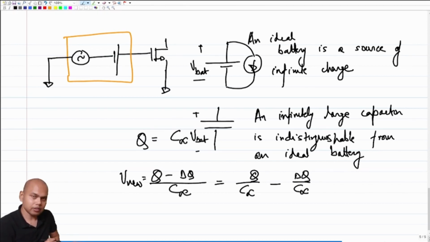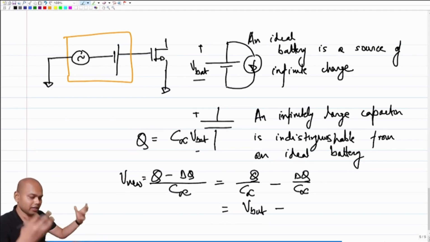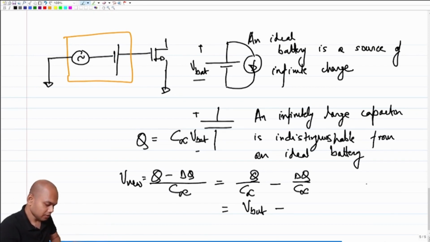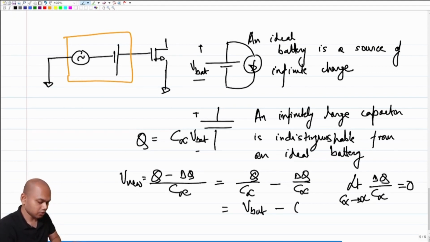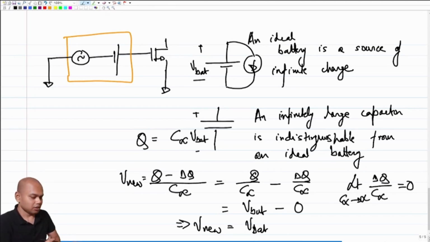What is Q by C infinity? Q by C infinity was V bat, minus delta Q by C infinity. What is delta Q by C infinity under the assumption that C infinity is infinitely large? The limiting value of delta Q by C infinity as C infinity tends to infinity is 0. So this goes to 0, which means V new is equal to V bat, right? So in other words, an infinitely large capacitor is indistinguishable from a battery.